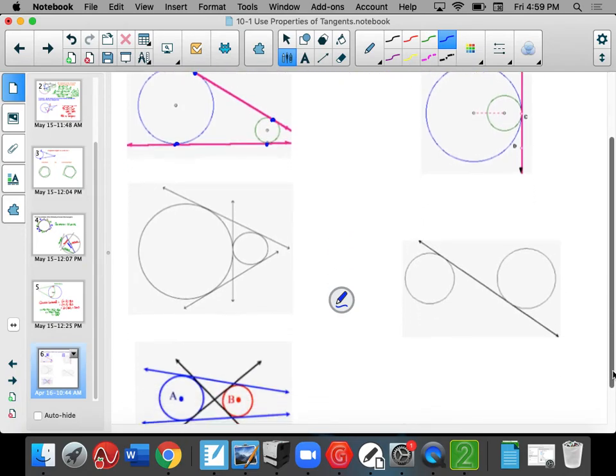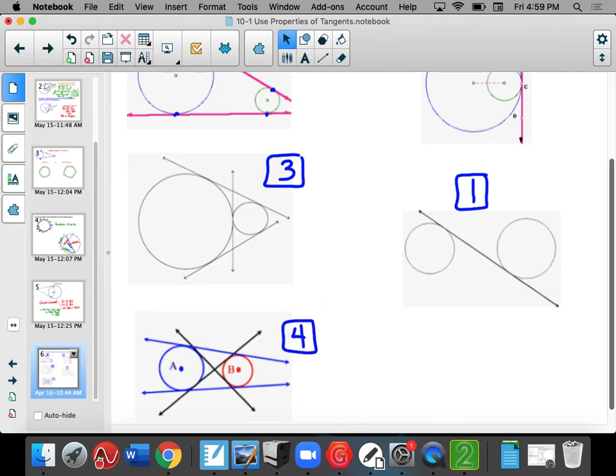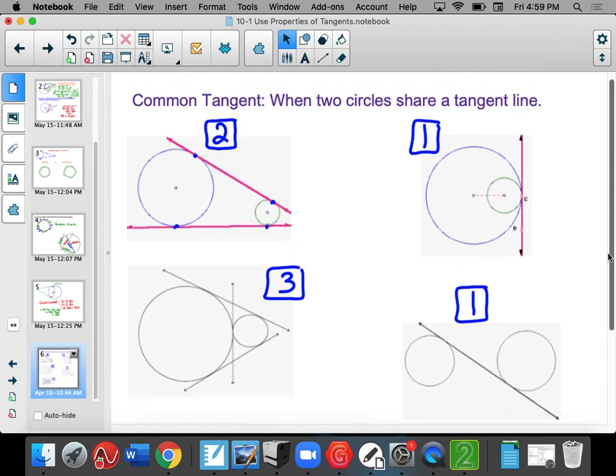And then we get creative with a few more. This next example right here, which kind of looks like a ladybug, has three common tangents. This one has one common tangent. And this crazy mess down here has four common tangents. That just gives you an idea of what a common tangent is and what they could look like as they're applied to each one of those different situations.